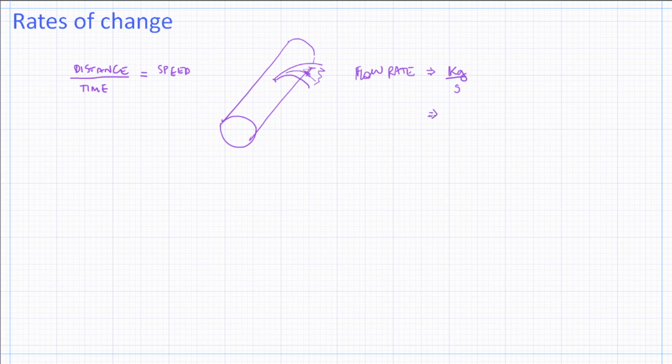Now you may also use volume, that's actually more common. So how many cubic meters are leaking per time? And remember that you can relate those two. If you give one, you can find the other one given the density of water. So if you remember, density is mass over volume. This is mass, this is volume. So if you use this relation, you can get from one flow rate to the other one, so from one rate of change to another one.